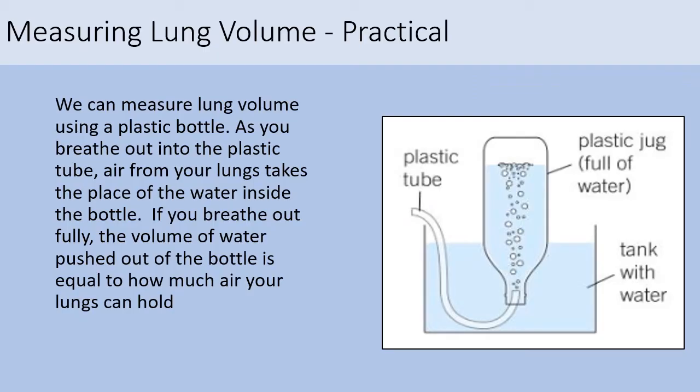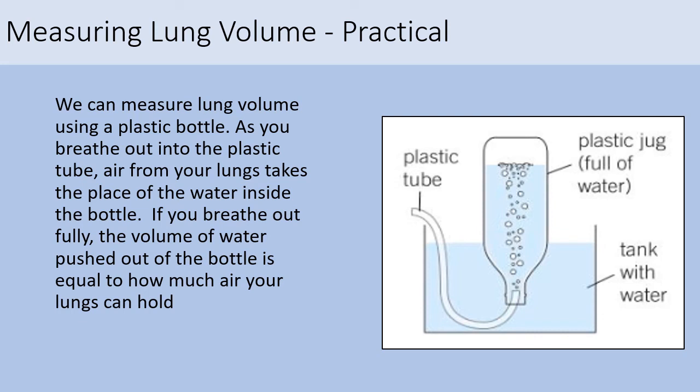If we wanted to measure the lung volume, we could do this simply by setting up a practical inside the lab, or even at home. You could try this by using a plastic bottle, a plastic tube, and a large container or tank which is filled with water. Now you would fill up the plastic bottle with water, and then you would carefully place it inside the tank of water upside down with a plastic tube attached to it. The tube that's not inside the water is then used for you to breathe into.